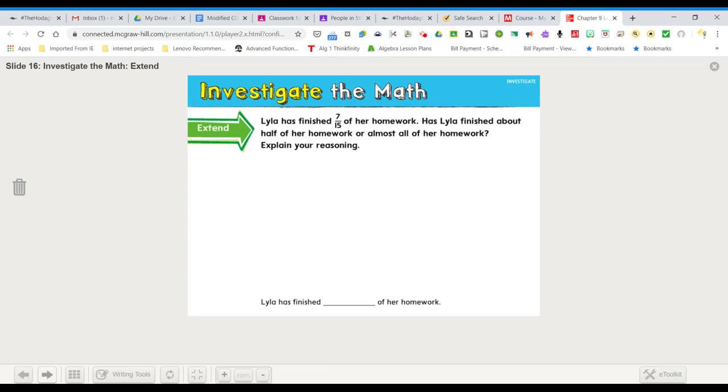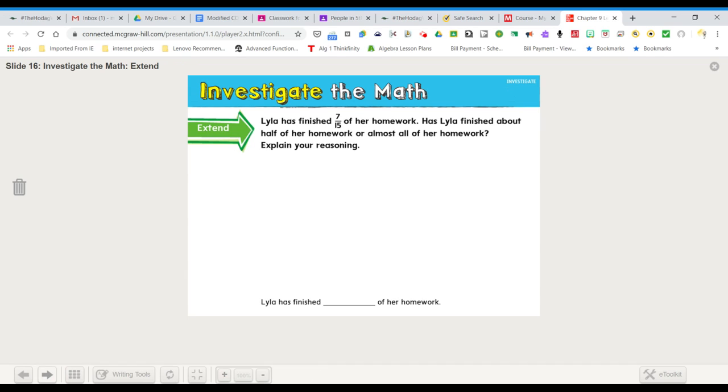Lila has finished 7/15 of her homework. Has Lila finished about half of her homework or almost all of her homework? Explain your reasoning. Well, the way I would look at this is I would say 7 is less than half of 15. So say to yourself, what is half of 15? Well, half of 15 is 7.5.